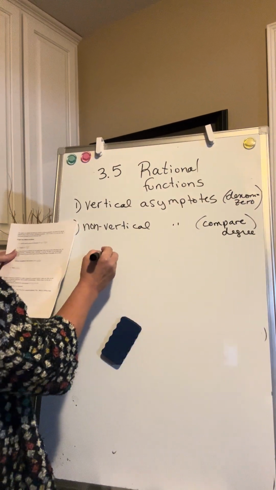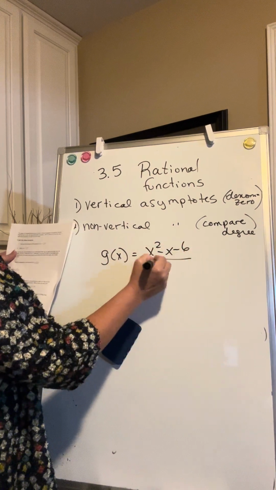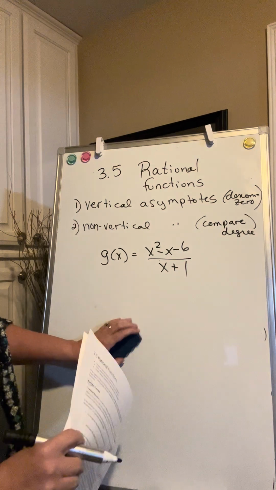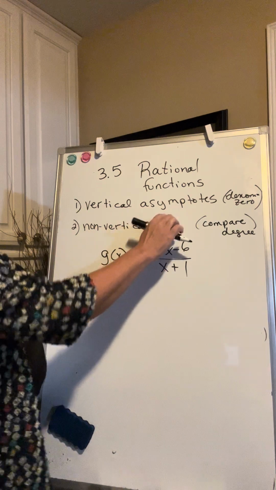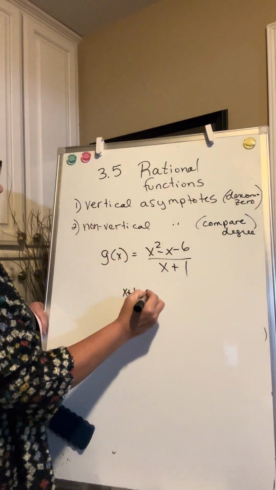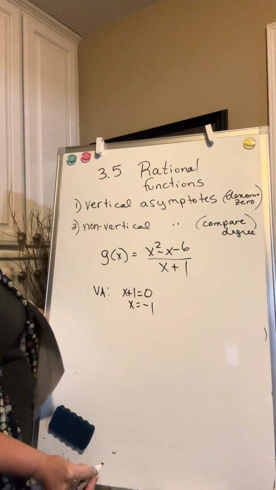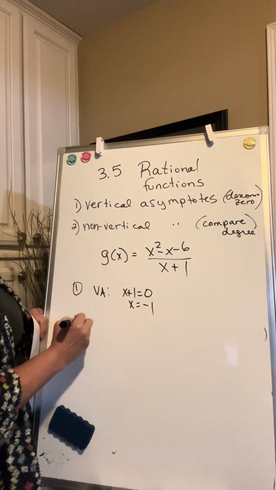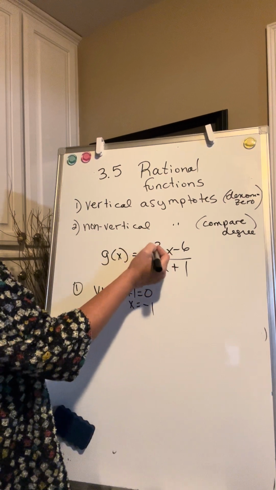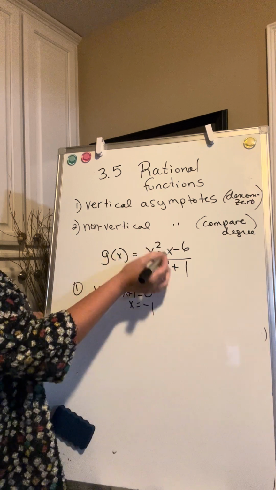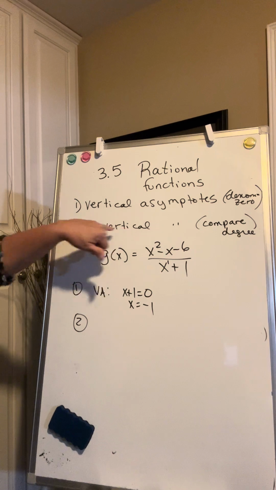How about this one? G of x, or y, equals x squared minus x minus 6 over x plus 1. Find any of the asymptotes for that graph. The vertical asymptote is found by setting the denominator equal to 0. Vertical asymptote, which is the line x equals -1. The non-vertical is found by comparing the degree. This time the numerator is higher degree than the denominator, 2 over 1. So that meets the third rule for the non-vertical.